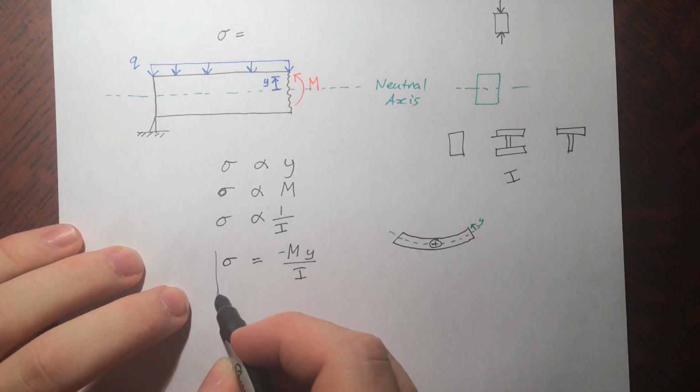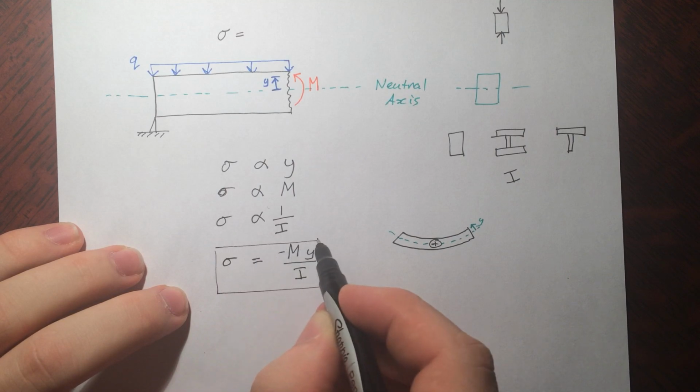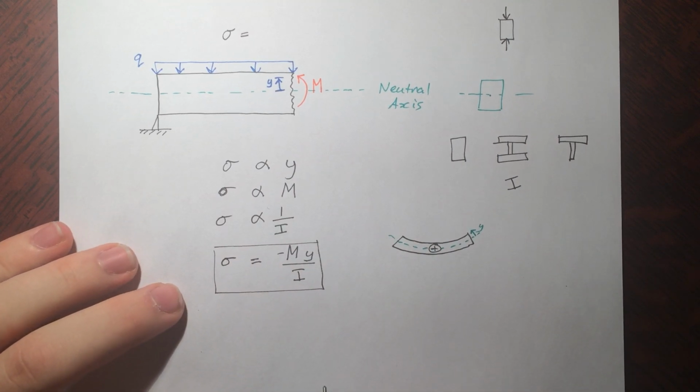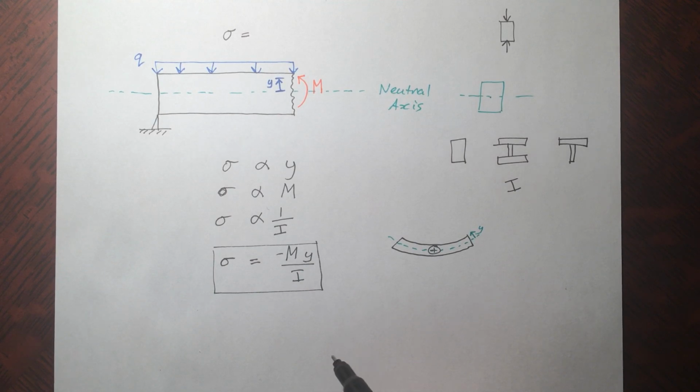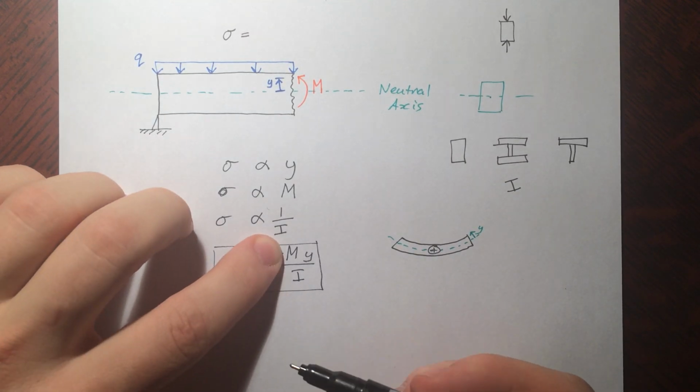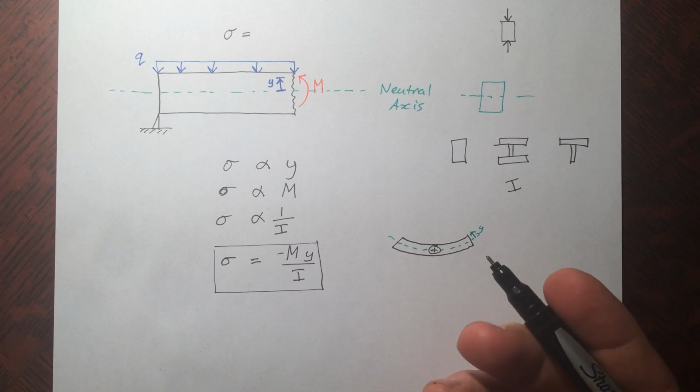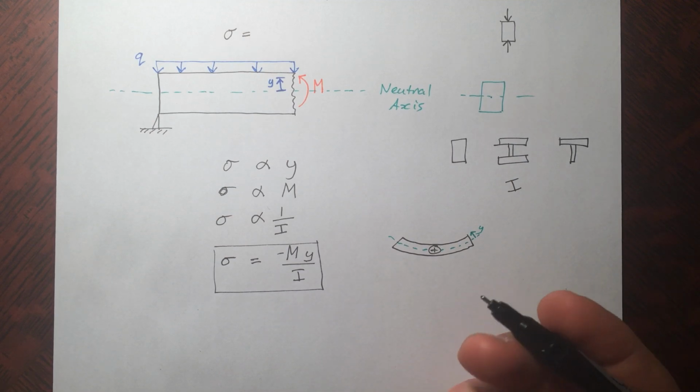So that's just a little bit of notation you put in there, just to cover the mathematics of it all. Mainly for this course, we're just going to take a look at this equation without the minus sign, and then just ask ourselves, is it in tension or compression? And then go from there.